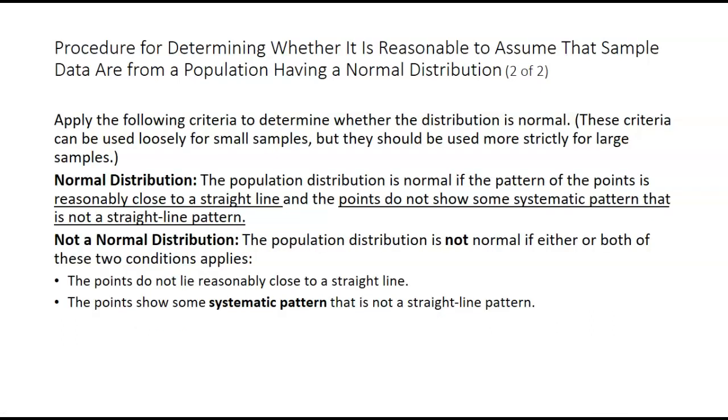If we look at the normal quantile plots, a population distribution is normal if the pattern of the points is reasonably close to a straight line and the points do not show some kind of systematic pattern that's not a straight line. So if you see some kind of curvature that's very round and curvy, then even though it might hug pretty close to a straight line, if it's got that curvature to it, then it's not going to be a normal distribution. It's not a normal distribution if the points do not lie reasonably close to a straight line, and also if the points show some kind of systematic pattern that's not a straight line pattern.